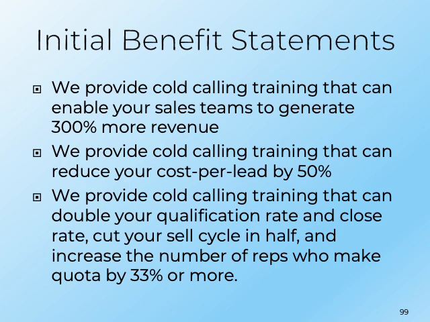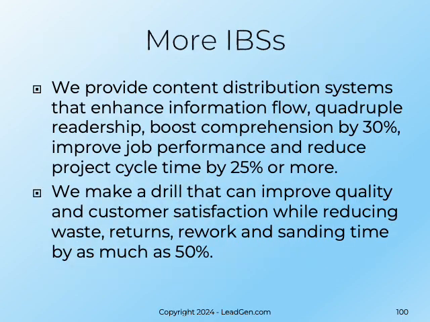And just to remind you that this is the same approach that works for other products and services, here are two more that we talked about before. We provide content distribution systems that enhance information flow, quadruple readership, boost comprehension by 30%, improve job performance, and reduce project cycle time by 25% or more. We make a drill that can improve quality and customer satisfaction while reducing waste, returns, rework, and sanding time by as much as 50%. As you can see, each of these includes a brief description of the product, but more prominent are the descriptions of the benefits.